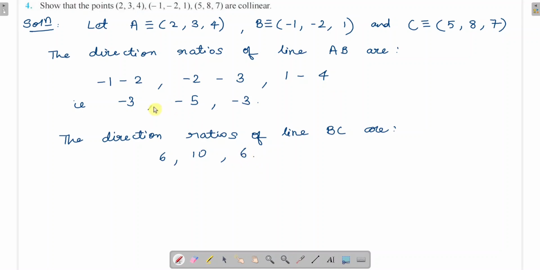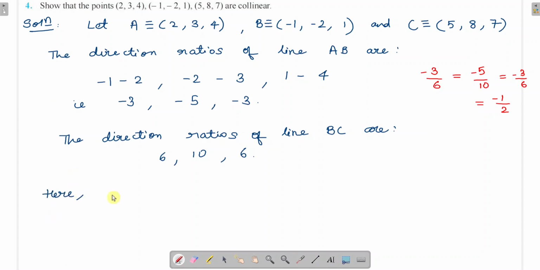So you can see that the direction ratios of line AB are proportional to the direction ratios of line BC. How? If we do 6 by minus 3, or minus 3 by 6, that is equal to minus 5 by 10, which is equal to minus 3 by 6, which is the common ratio, that is minus half. 3 1s are 3, 3 2s are 6, 5 1s are 5, 5 2s are 10, again 3 1s are 3, 3 2s are 6. So minus half is the common ratio. That means the direction ratios of lines AB and BC are proportional.